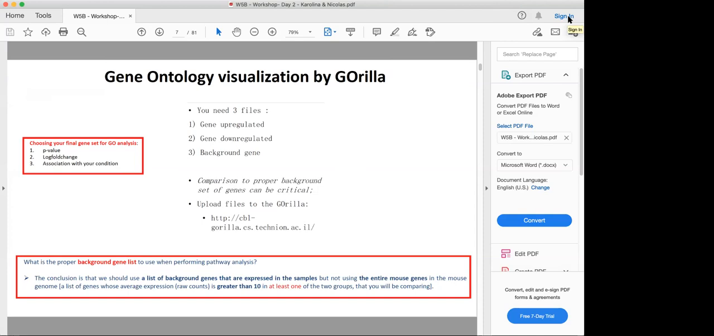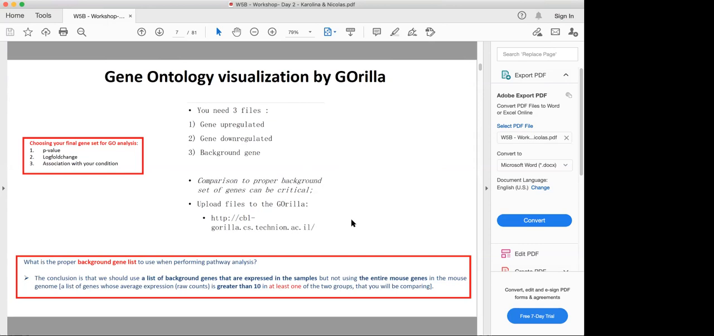So, there is also the third file that stands for the background gene list, because you want to compare your genes of interest, those that are upregulated or downregulated, to the proper background set of genes. And this comparison is very critical. However, what is challenging is that there is no known, published definition of what the background gene list stands for.